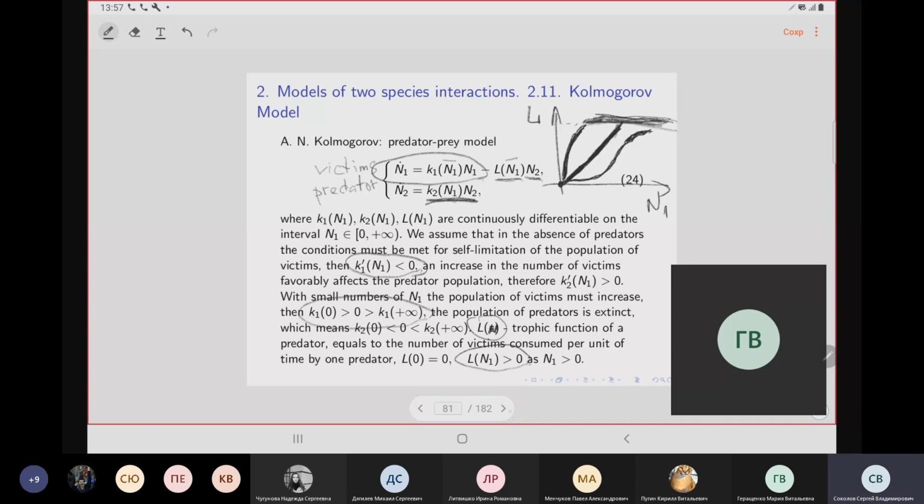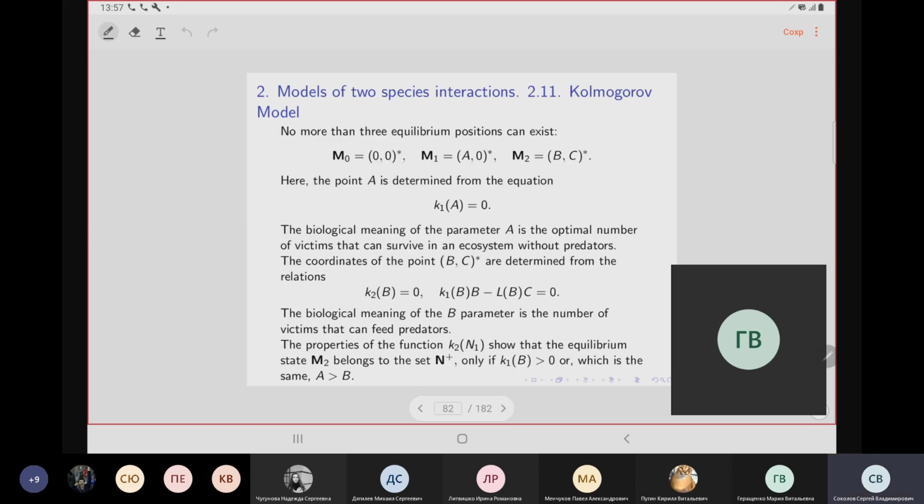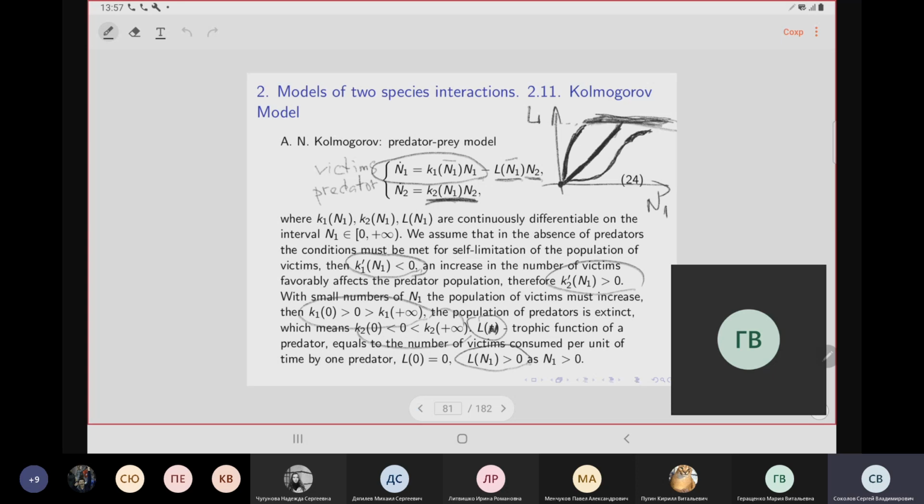Next, let's try to find our steady states and analyze their stability. We'll use our features of functions k1 and k2, and it will help us to understand the nature of our steady states. So, first of all, in the equation, there can exist no more than 3 equilibriums.